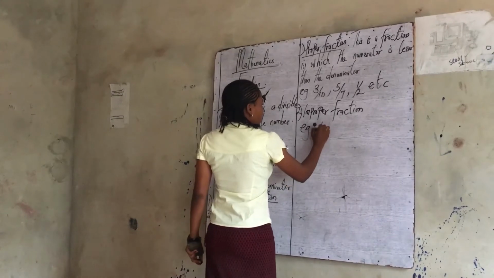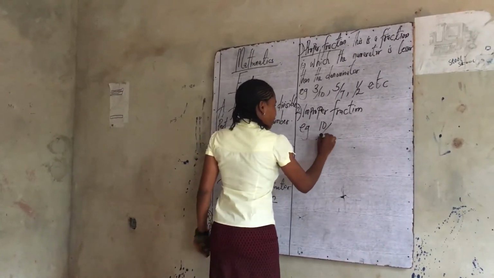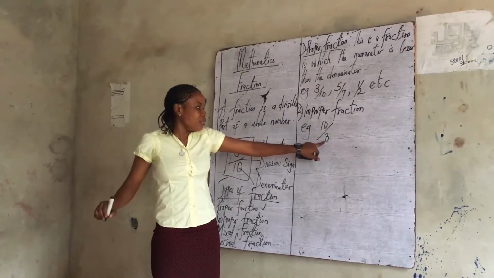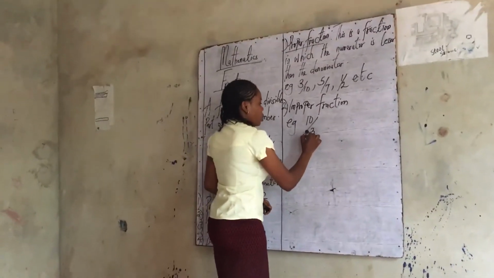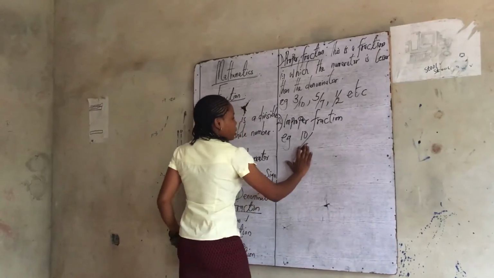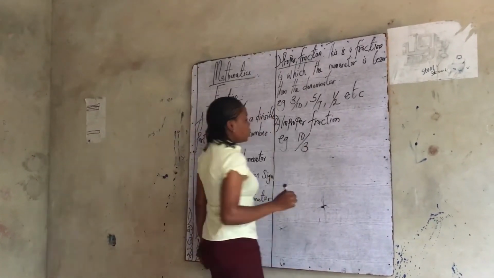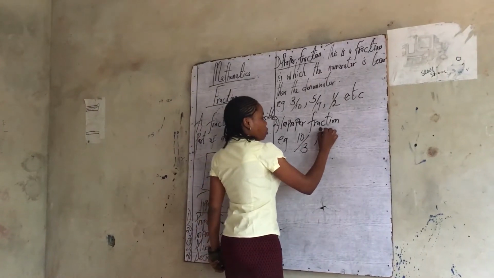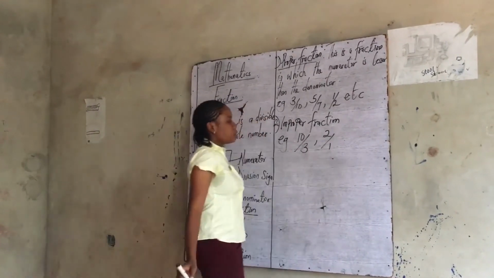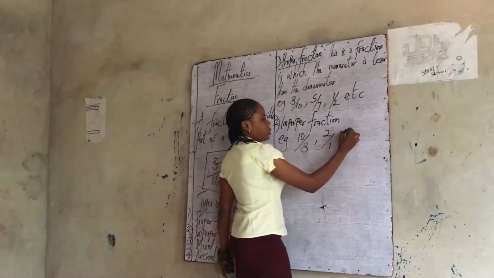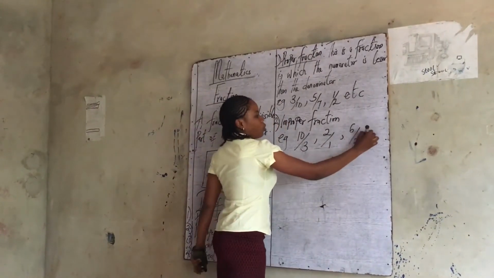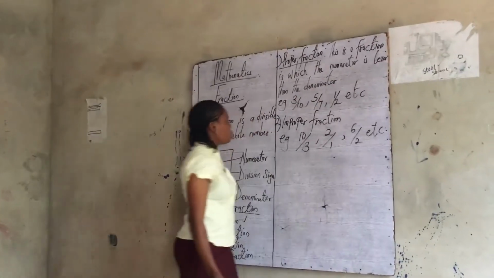Example: 10/3. Can you see now that the numerator is greater than the denominator? Yes, it's greater than the what? The denominator. Another good example is 2/1. Another one is 6/2, and so on and so forth.